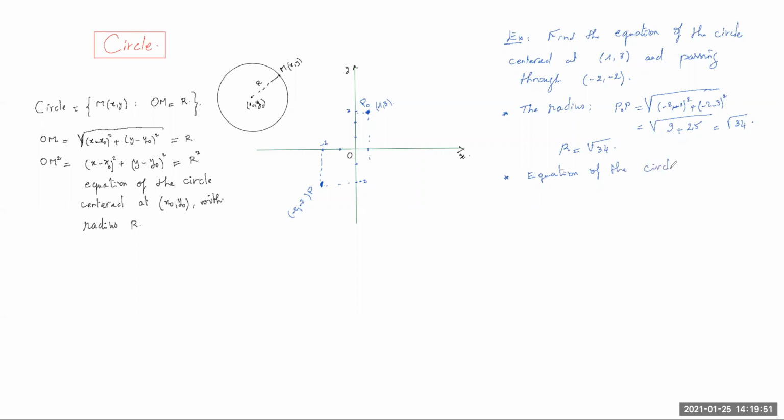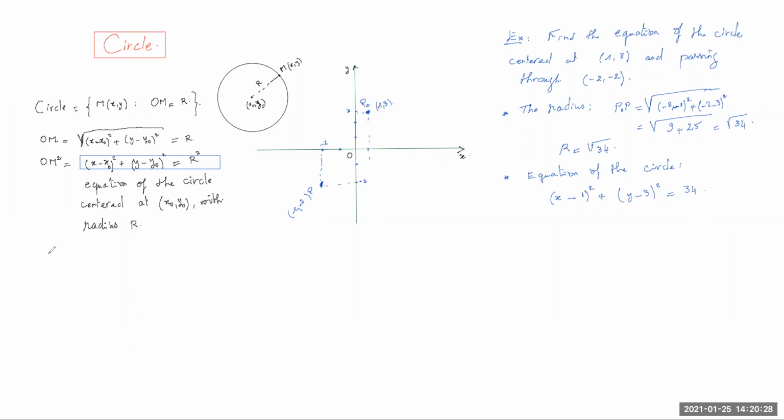Now the equation of the circle is easy. We can just use this formula; we don't have to go through the explanation of distance again. So we say (x minus 1) squared plus (y minus 3) squared equals R squared, which is 34. So here is my answer.